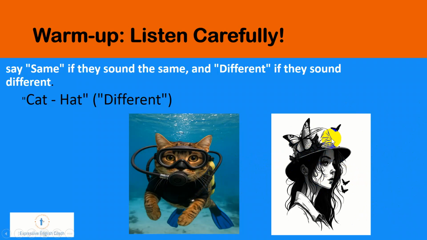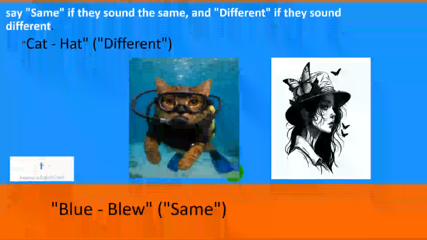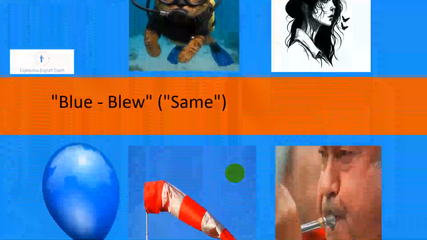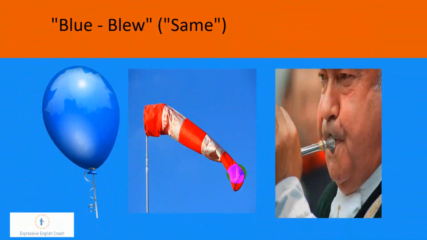What is the lady wearing? Now cat and hat, they are different because you have k and then h. So you have cat and hat. Okay, these are different. Let's look at the second one, blue and blue. These are the same, blue and blue.